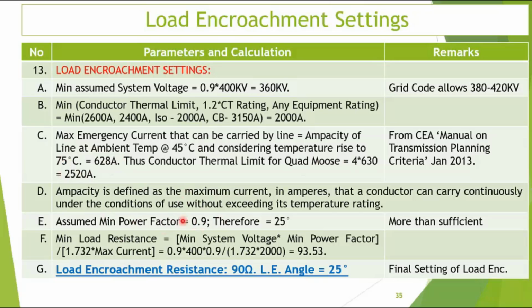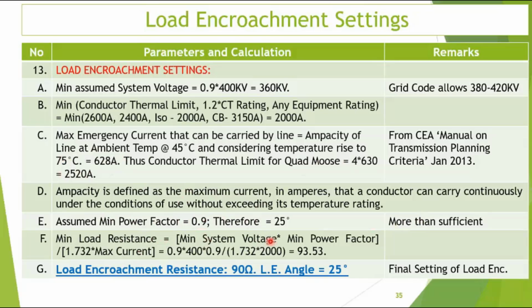We took a minimum power factor of 0.9, which is more than sufficient. In a 400 kV scenario, the power factor will never go below 0.95. At lower voltage levels, in the distribution voltage level, this can be quite less. This can be 0.8 also. In the medium level, 0.9, 0.85 would be okay.